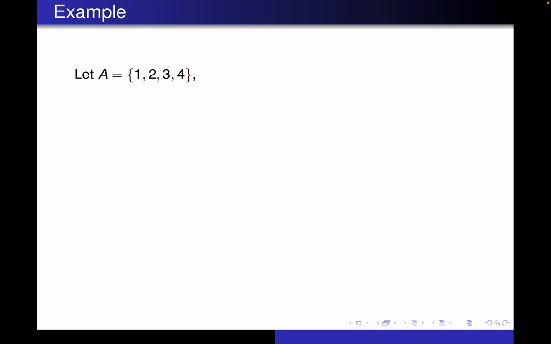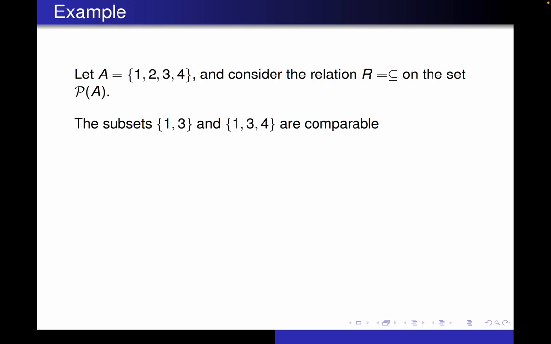All right, so let's look at an example. The set A containing the numbers 1, 2, 3, and 4. And the relation R is just the subset relation on the power set of A. So if we take two subsets of A, say the set containing 1 and 3, and the set containing 1, 3, and 4, those are comparable. And the way we know they're comparable is because one of them is related to the other. In this case, one of them is a subset of the other. The set containing 1 and 3 is a subset of the set containing 1, 3, and 4.